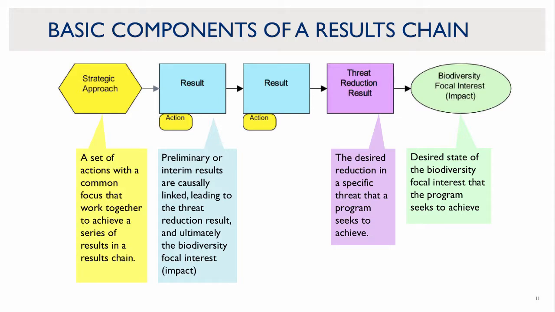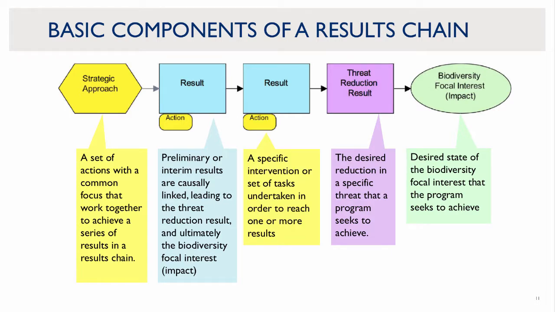The strategic approach, contained within a yellow hexagon, represents a collection of actions that work together to achieve a series of results. Although in this example, the strategic approach is shown on the far left of this diagram, in practice, the strategic approach acts on multiple points, or results, in the results chain. In a way, the strategic approach encompasses everything to its right.